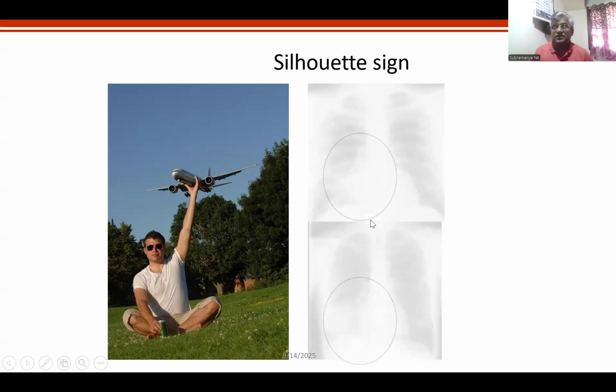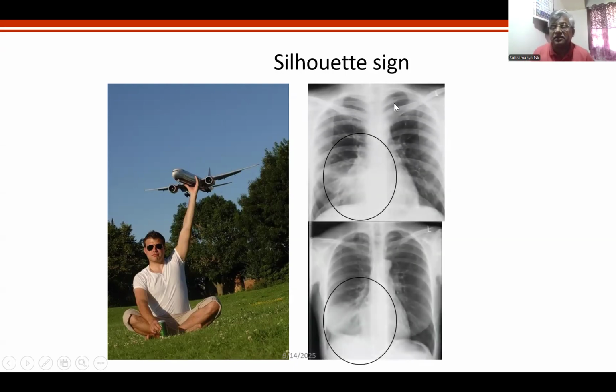Okay, now I'll go to the X-rays. This is an X-ray. The top X-ray shows pneumonia, and the right cardiac border is not seen distinct from the pneumonia. That means the right cardiac border and the pneumonia are in the same plane, and the right cardiac border is anterior and the right middle lobe is anterior. Therefore, it is right middle lobe pneumonia.